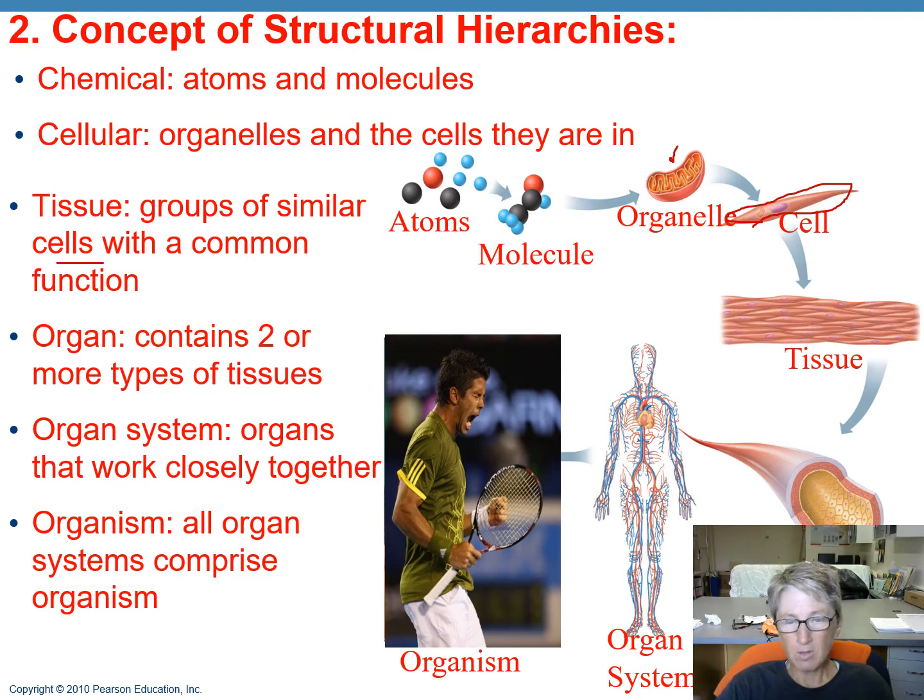And then the organ system is the next level up. They all work closely together. So your heart and your lungs work together. Your lungs bring oxygen to the blood, and the blood goes to the heart. The heart pumps the oxygenated blood to all the parts of your body.